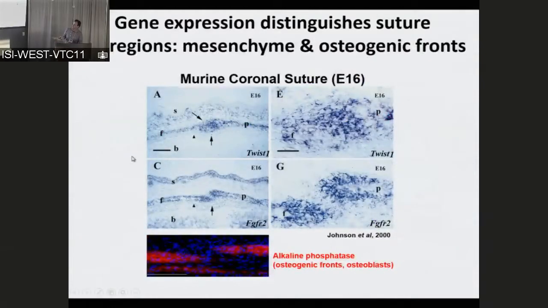So gene expression distinguishes the subregions of sutures. So these are lower magnification and higher magnification of the mouse coronal suture, and we're showing twist1 expression that's restricted to the suture mesenchyme, and complementary to that, FGF receptor 2, which is expressed in the osteogenic fronts. And these 2 genes are at the heart of a model of suture formation, the practical outcome of which is osteogenic expression or osteogenic program, as exemplified by the expression of alkaline phosphatase, is restricted to the bone-forming areas and excluded from the suture mesenchyme.